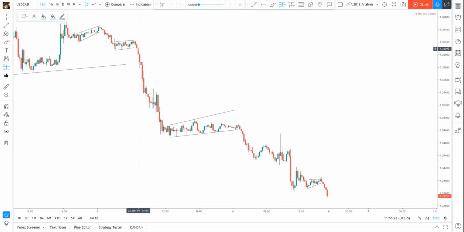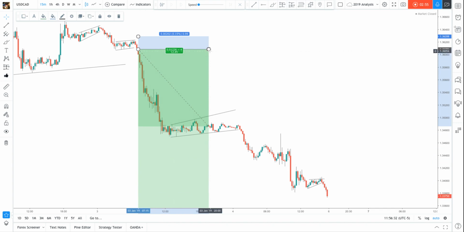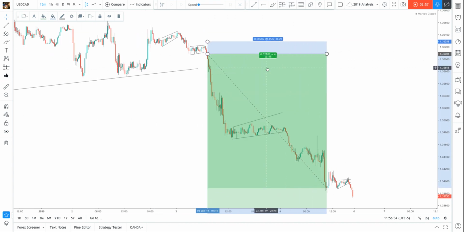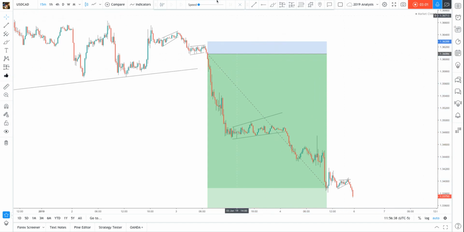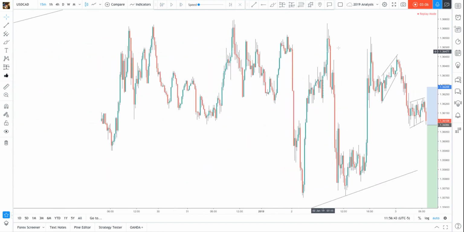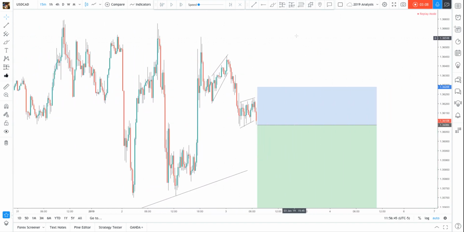I entered in and around here, factoring in this low as my entry. I had about a 20 pip stop, which is pretty aggressive given that I'm using the 15 minute, but I figured that was probably okay. I was willing to take that with the break-even method being how powerful it is. So if I just quickly take this back here, I'll give you an idea of how I manage this trade as well.